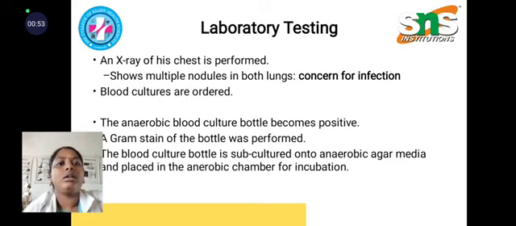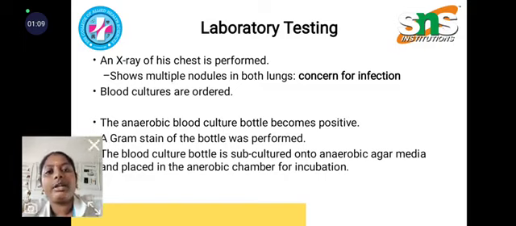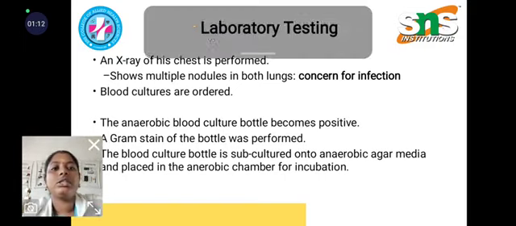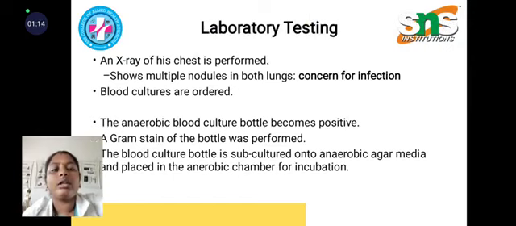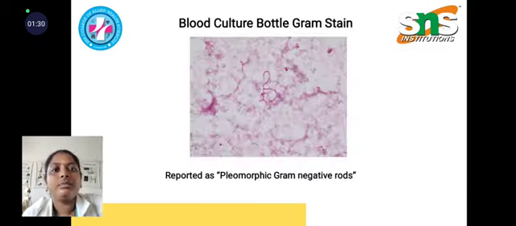On performing laboratory testing, a chest x-ray showed multiple nodules in both the right and left lungs, and blood cultures were ordered. The anaerobic blood culture bottle became positive. Gram staining was performed, and the blood culture bottle was subcultured onto anaerobic agar media and placed in the anaerobic chamber for incubation. Anaerobes represent the absence of oxygen.